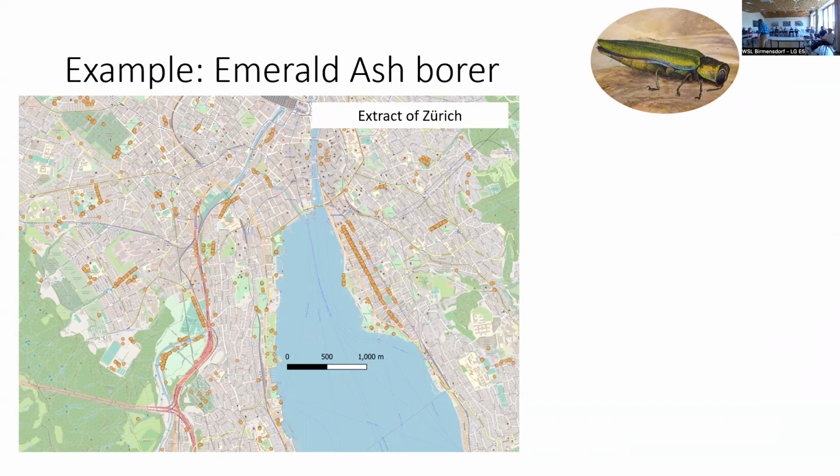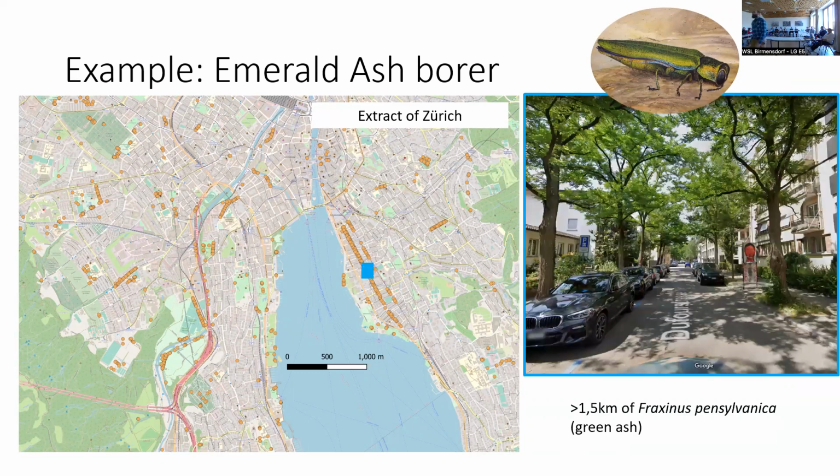If we go to the Dufourstraße in Zurich, here, it's a beautiful street, it looks beautiful, it's all green ash. That's very much a preferred host of emerald ash borer, and it's more than 1.5 kilometers long. So this beetle arrives at one end of this street and it can just go through. And this spatial distribution is quite different to what we find in forests. So that is something you should investigate or think about when you think about the risk of pests coming into our cities.